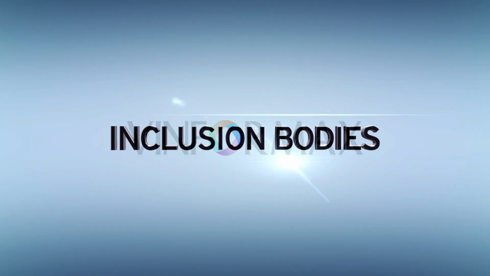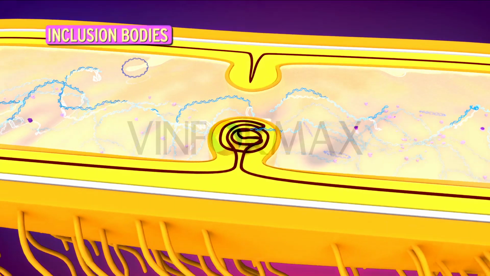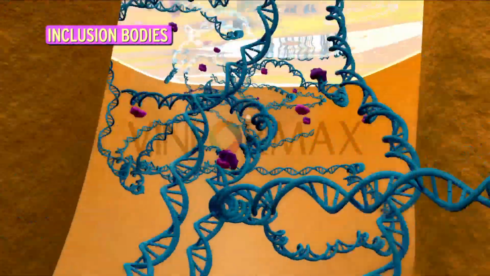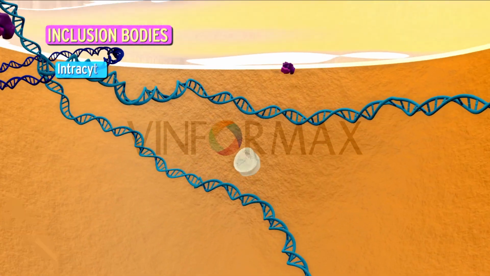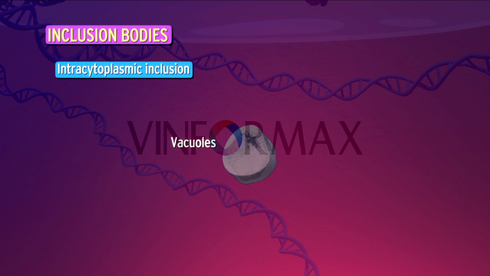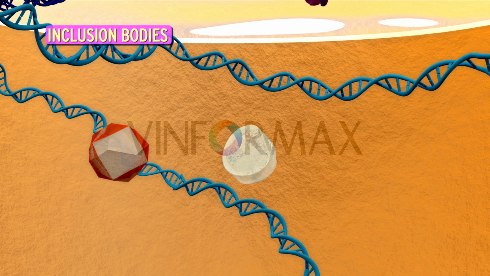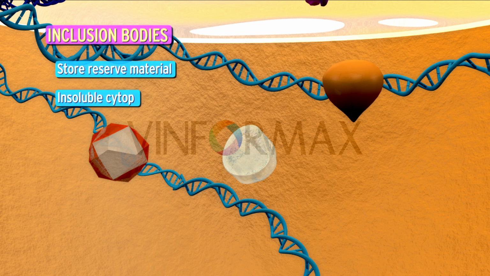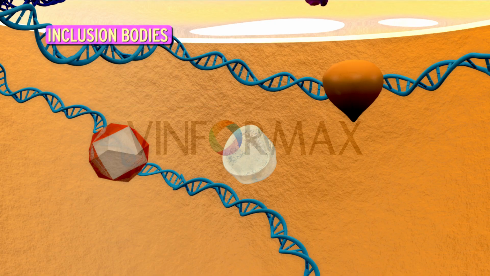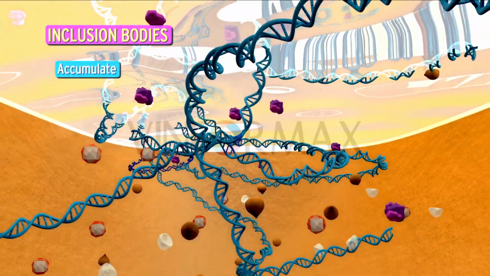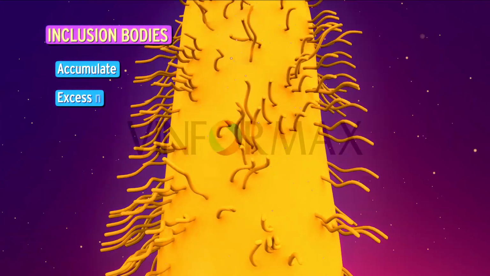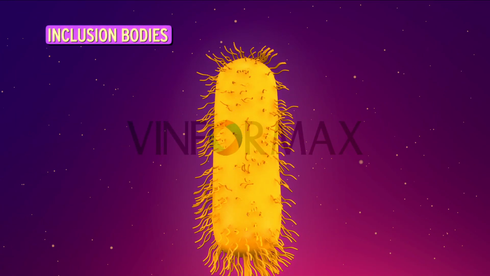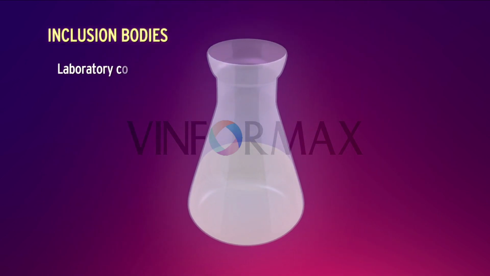Inclusion bodies. Intracytoplasmic inclusions can be vacuoles, crystals, or storage bodies. Bacteria often store reserve material in the form of insoluble cytoplasmic granules. Inclusions accumulate when a cell is grown in the presence of excess nutrients, and they are often observed under laboratory conditions.